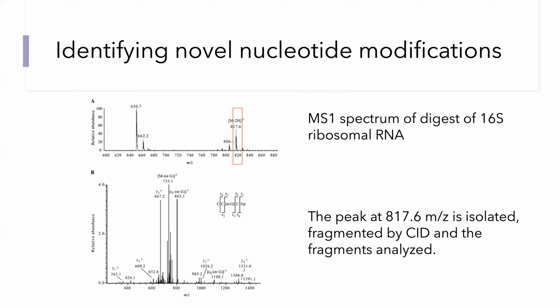Measuring the mass to charge ratios in this case and in many other cases is not sufficient to determine the composition of these ions and the corresponding molecules, and therefore one has to isolate a particular ion of interest, fragment it, and upon analysis of the fragments determine the composition of the molecule. In this case, the peak at 817 Thomson, Thomson is a unit in which we measure mass to charge ratios, it's Daltons over charge. So the peak at 817 Thomsons is isolated and further fragmented, resulting in the MS2 spectrum shown at the bottom, which is used then to determine that this nucleotide is methylated and the exact position of the methylation.